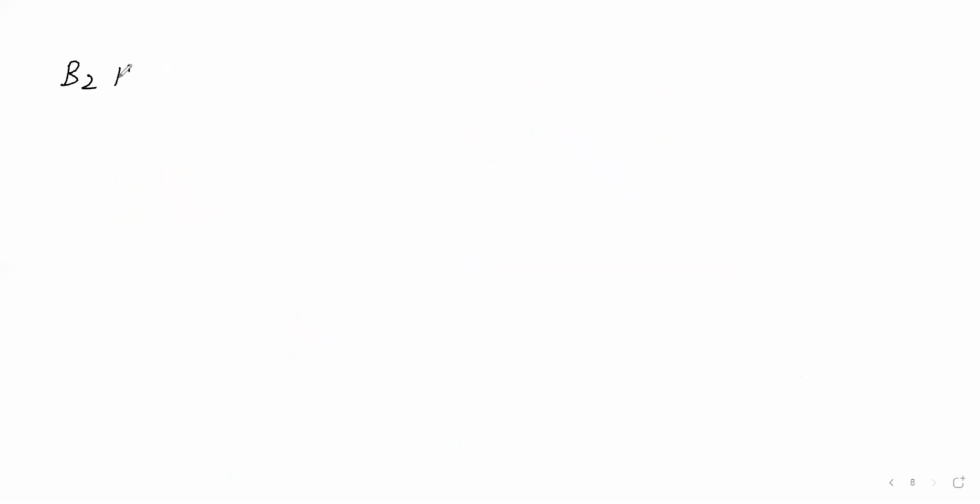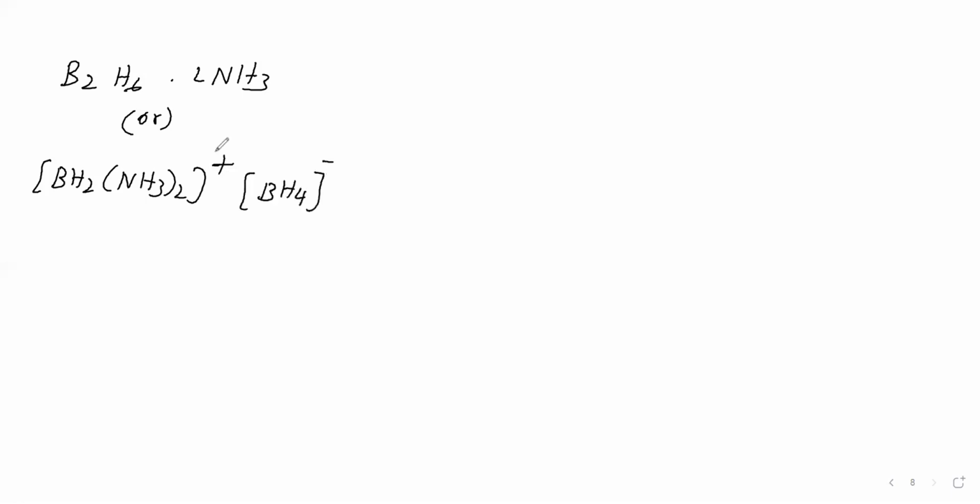Now the complex we will take is B2H6·2NH3. This complex exists in the form of the cation [BH2(NH3)2]+ and the anion BH4-. We can write this in the form of a complex like this. This complex is heated to 200 degrees Celsius. What we are getting is borazole, B3N3H6. Then we are getting hydrogen gas. We are getting borazole and we are getting hydrogen gas.